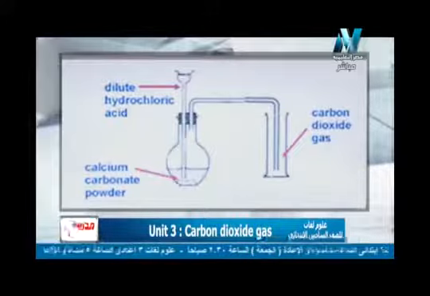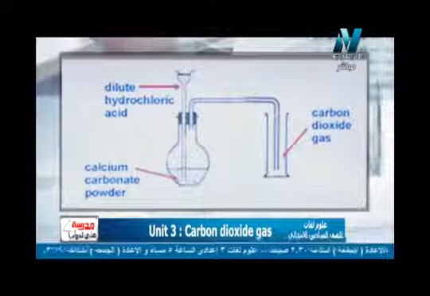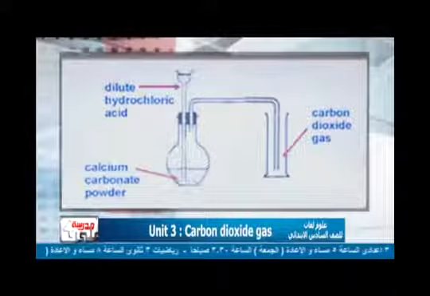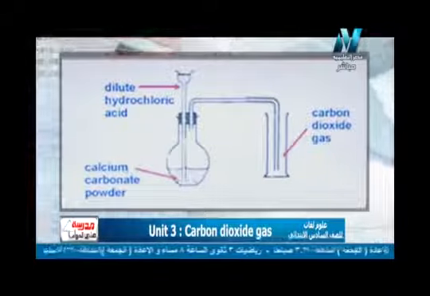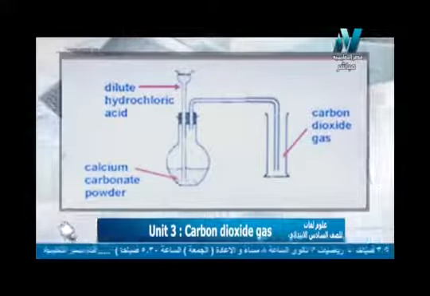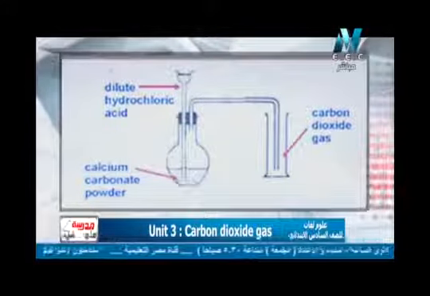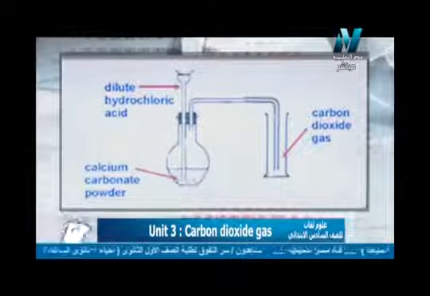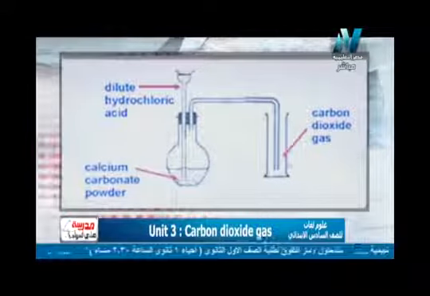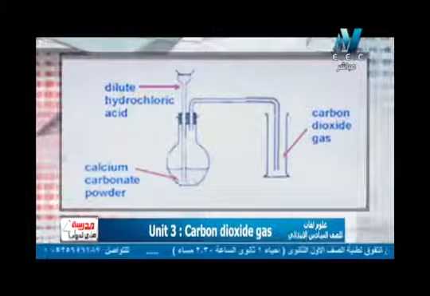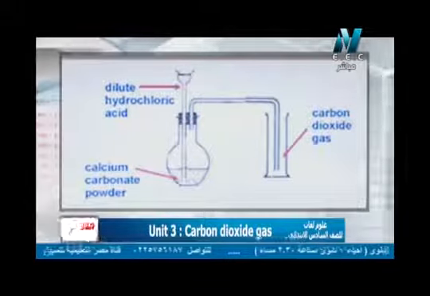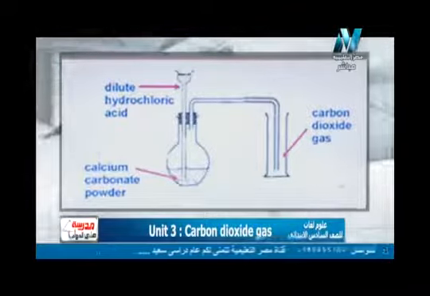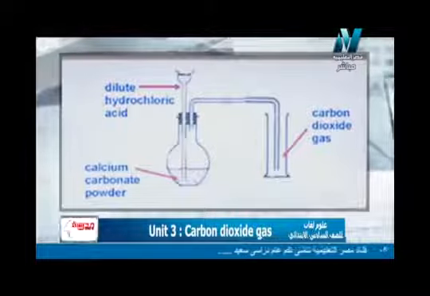This apparatus contains what? It contains a flask. Here I have a flask, a conical flask, of course we call it that. It contains what? Calcium carbonate powder, a chemical substance we call calcium carbonate. Is it possible for it to be available to me? Surely. Calcium carbonate is available in baking powder. So I can do this experiment at home by using baking powder instead of calcium carbonate.